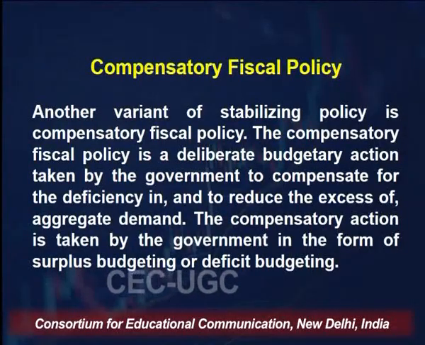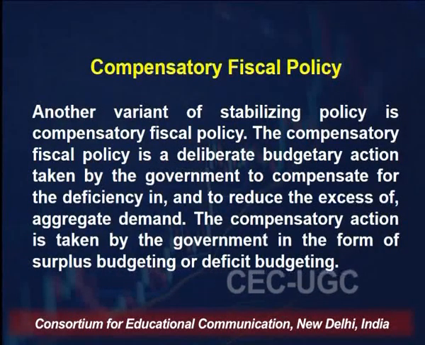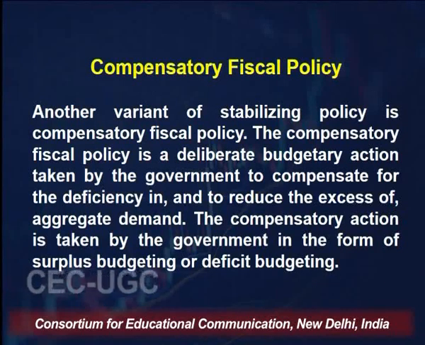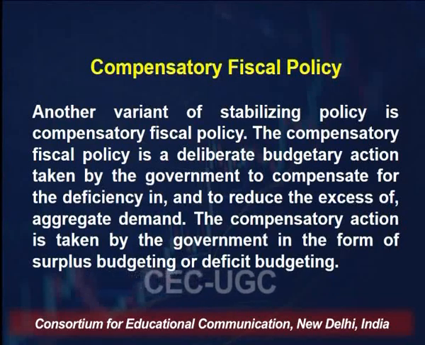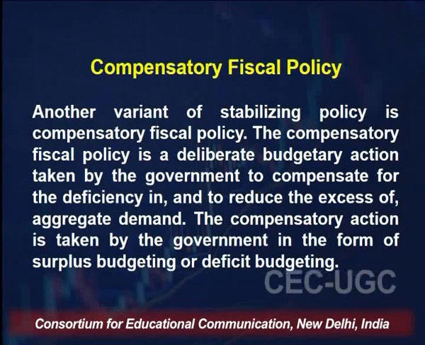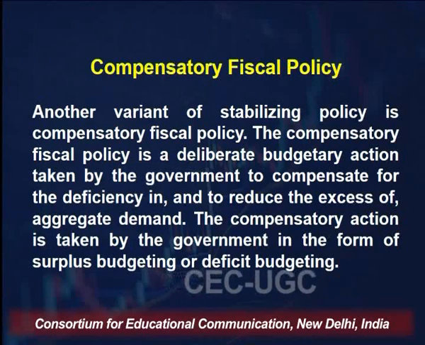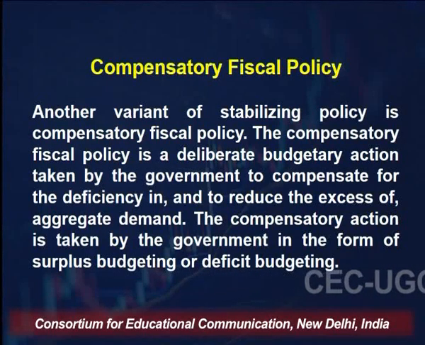Now, second is compensatory fiscal policy. Another variant of stabilizing policy is compensatory fiscal policy. The compensatory fiscal policy is a deliberate budgetary action taken by the government to compensate for the deficiency in, and to reduce excess of, aggregate demand. The compensatory action is taken by the government in the form of surplus budget or deficit budget.